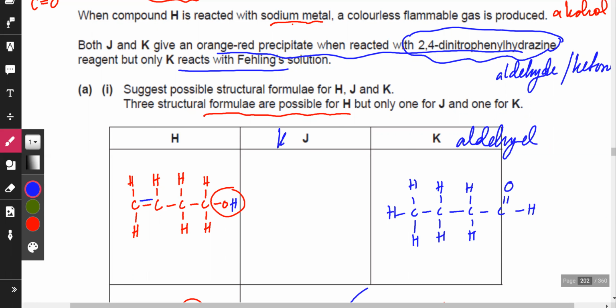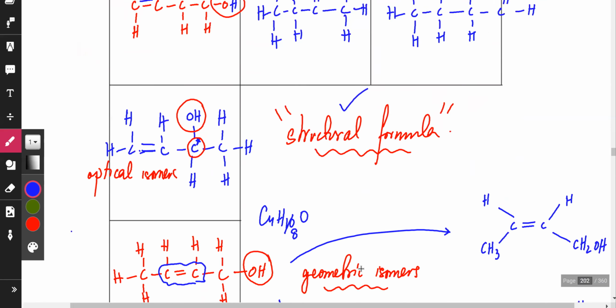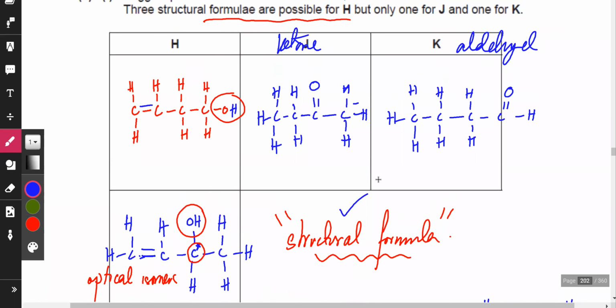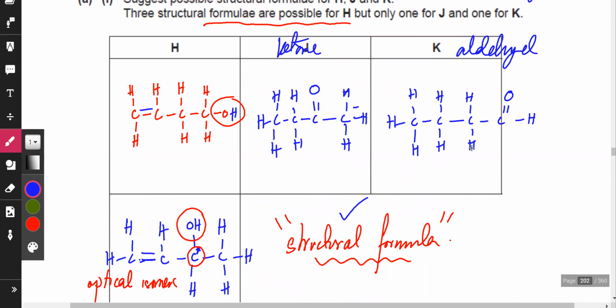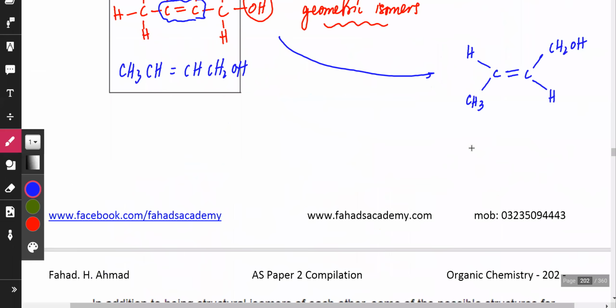And J would be a ketone, since it's not undergoing oxidation. So it would be C4, and the carbon chain has to be unbranched. To make it a ketone, this would be a double bond. So 3 H's here, 2 H's here, and you have 3 hydrogens on the other one. Is this clear? Aldehydes and ketones. Is this clear? Yep.